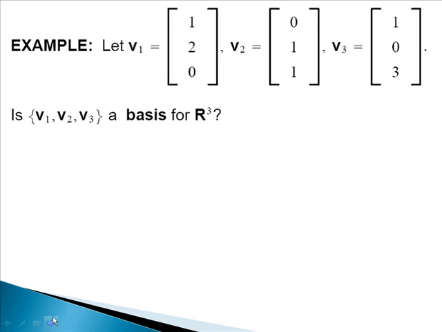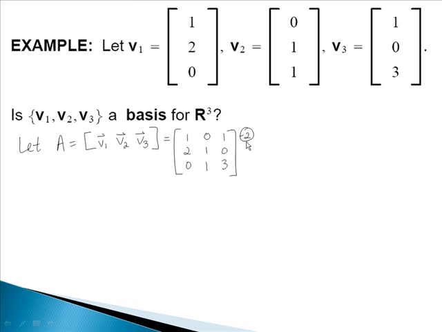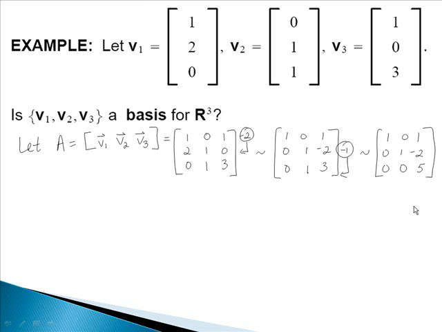In this example, we've defined three vectors, v1 through v3, and we're asking the question, is this set of vectors a basis for R3? So we're going to define a matrix A with those three vectors as the columns of A. And this would be our matrix here. We're going to row reduce this, so we're going to multiply here by -2 and add it to the second row to get this matrix here, and then here we'll multiply by -1 and add it to this row here, and we produce this matrix here.